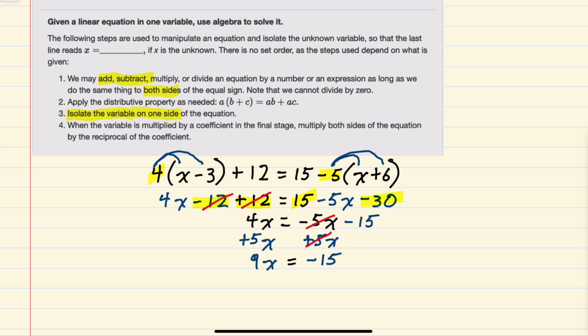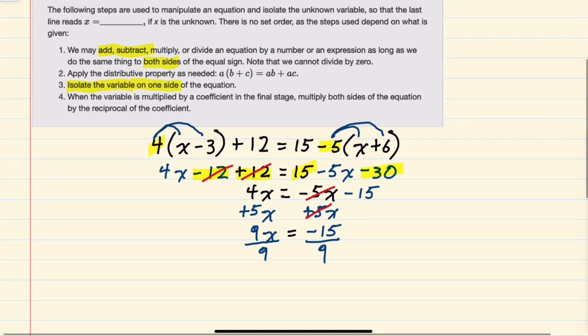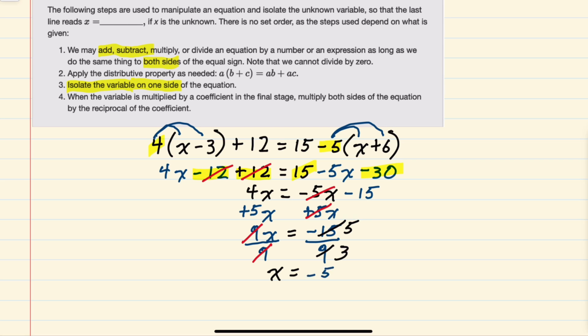And now to remove that coefficient in front of the x, I can use division as long as I do so on both sides. This will cancel on the left, leaving me just the isolated x. And then on the right-hand side, this fraction will simplify since both the numerator and denominator are divisible by 3. 9 divided by 3 is 3. 15 divided by 3 is 5. So we are left with negative 5 over 3. We have isolated the x and simplified as much as possible. So this is our solution.